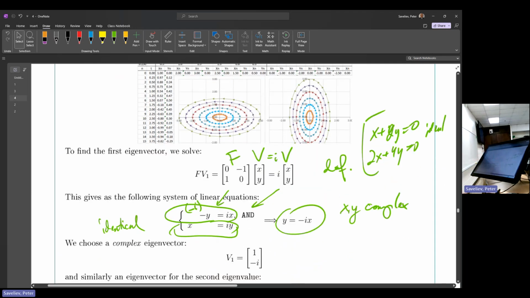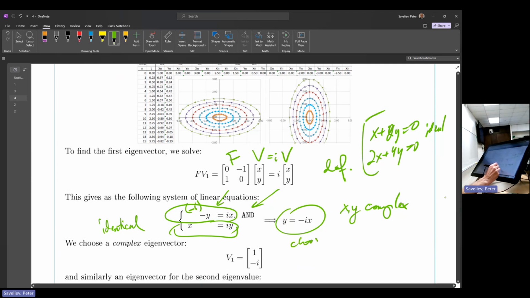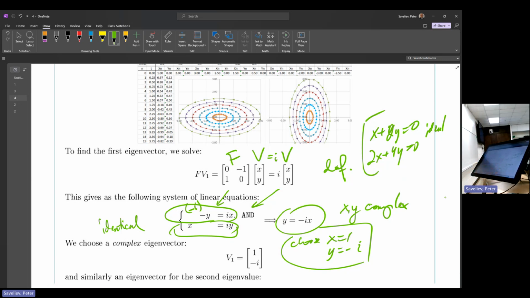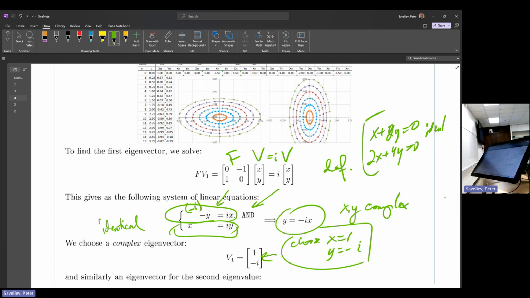Well, I don't want to say what it looks like, but it is easy to choose. I choose x to be equal to 1, which makes y equal to negative i. Because there are always infinitely many eigenvectors, I need to pick one, and the rest are multiples. So if I choose x equal to 1, then y is equal to negative i, and that's my eigenvector. Every multiple of that eigenvector is also an eigenvector, except we allow multiplying by complex numbers.